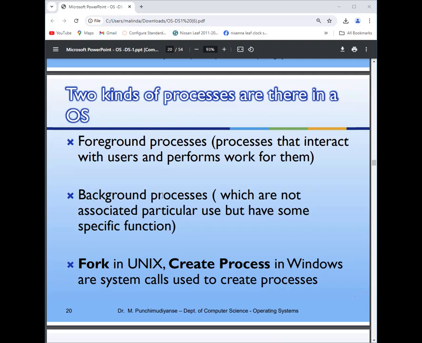Now, when it comes to the creation of a process, the Windows operating system and the Unix and Linux operating systems, two families of operating systems, have different commands. In Unix, you have a command called fork to create a process, and on Windows, you have the create process command to create a process. So these are actually system calls which we have learned, which can only be initiated through the support of the kernel.